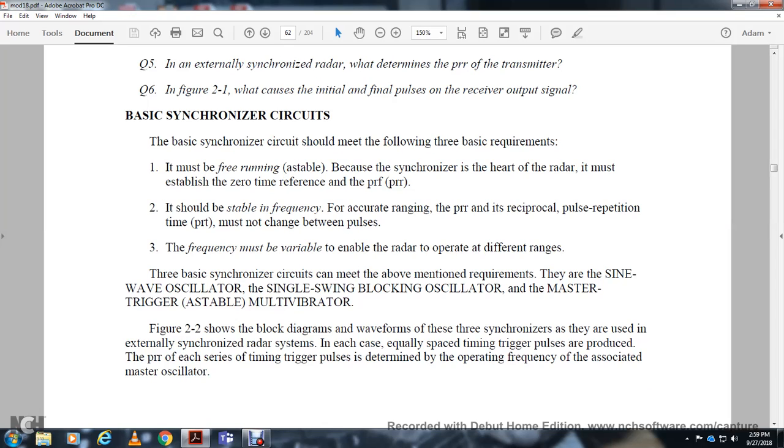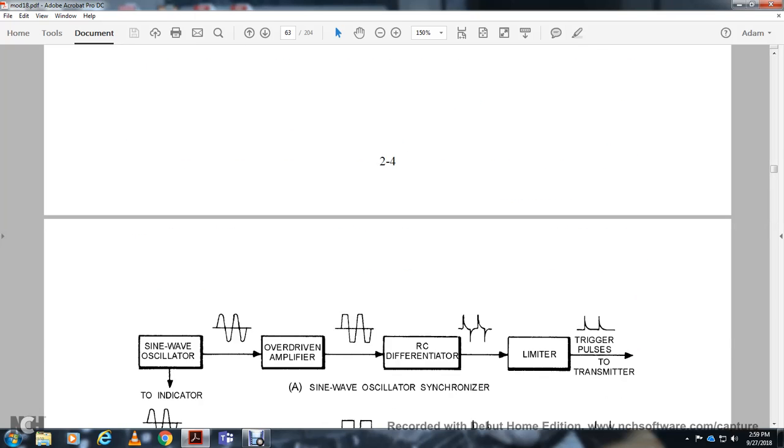These are the sine wave oscillator, the single swing blocking oscillator, and the master trigger as an astable multivibrator. Figure 2.2 shows the block diagram and waveforms of three synchronizers used in externally synchronized radar systems. Each of these produces equally spaced timing trigger pulses that determine the pulse repetition rate. Each series of timing trigger pulses that determines the operating frequency is associated with the master oscillator.